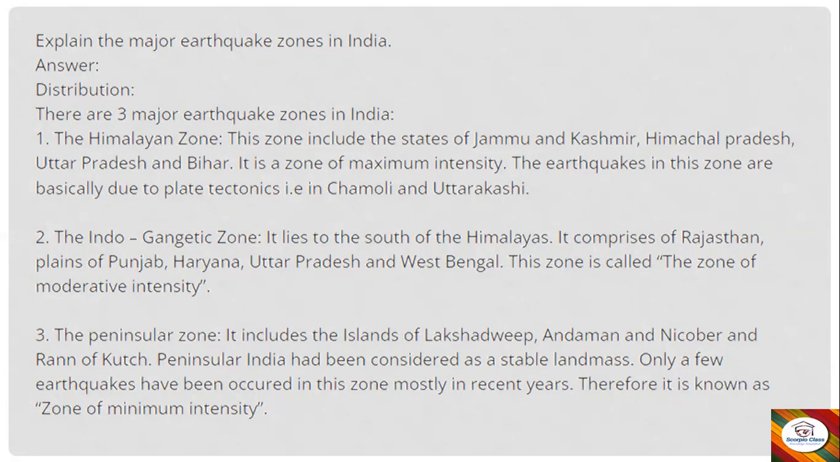It includes the islands of Lakshadweep, Andaman and Nicobar, and the Rann of Kutch. Peninsular India had been considered a stable landmass. Only a few earthquakes have occurred in this zone, mostly in recent years. Therefore, it is known as the zone of minimum intensity. So there are three zones: one of maximum, one of moderate, and one of minimum intensity. You can remember it in that way also.